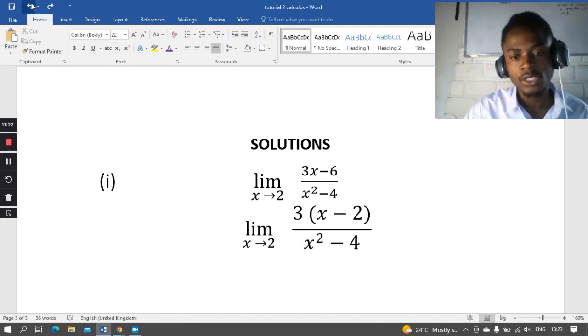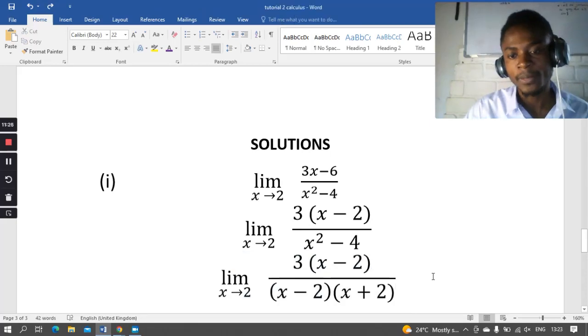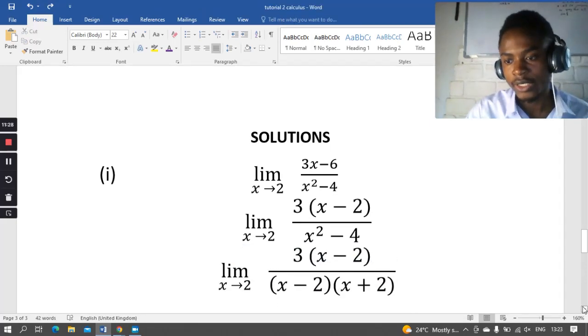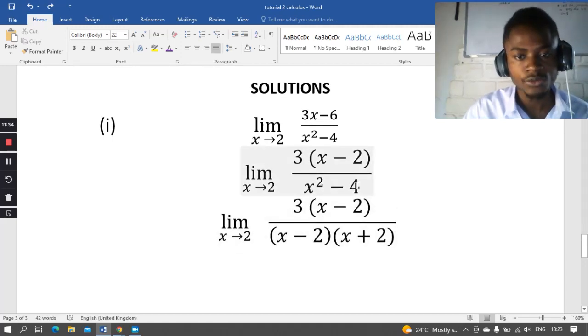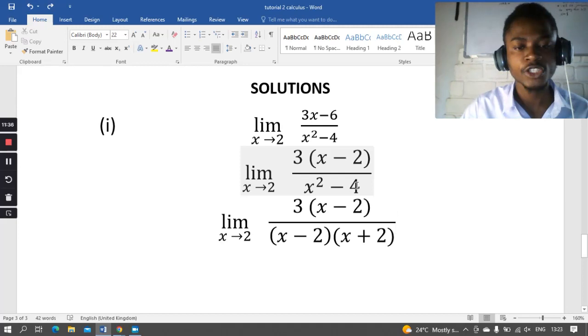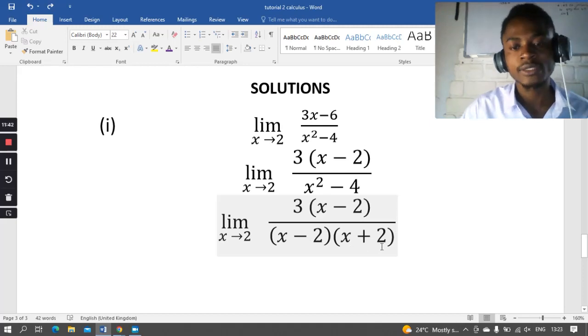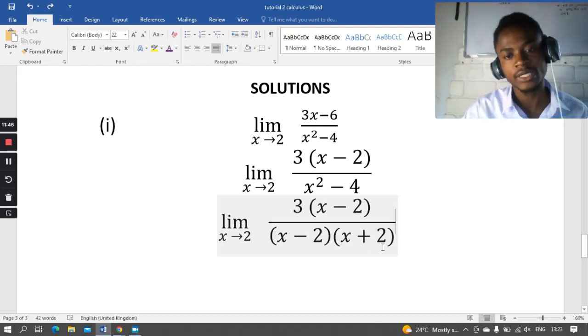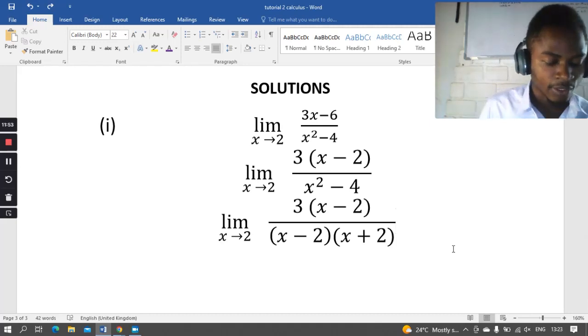But let me quickly go down and factorize the denominator. If I work out the denominator, guys, you find that it is a difference of 2 squares. What does that mean? This expression can be written as x minus 2 brackets x plus 2. That's what I've done. Nothing important there, but all I've understood is that we are using the difference of 2 squares.